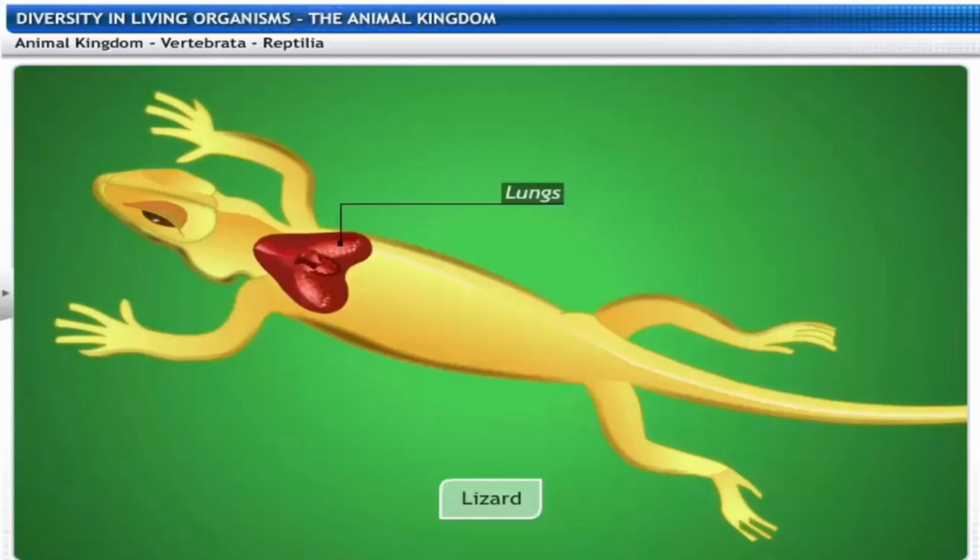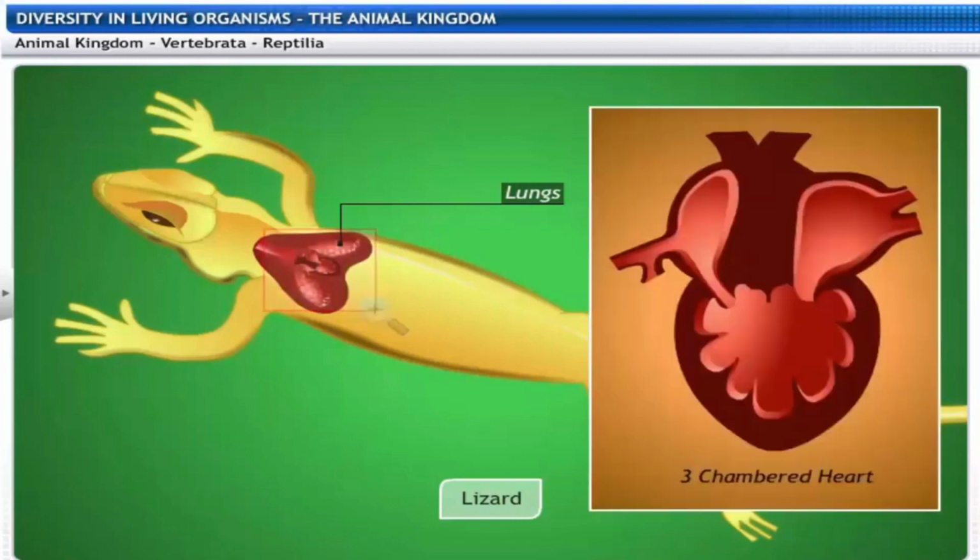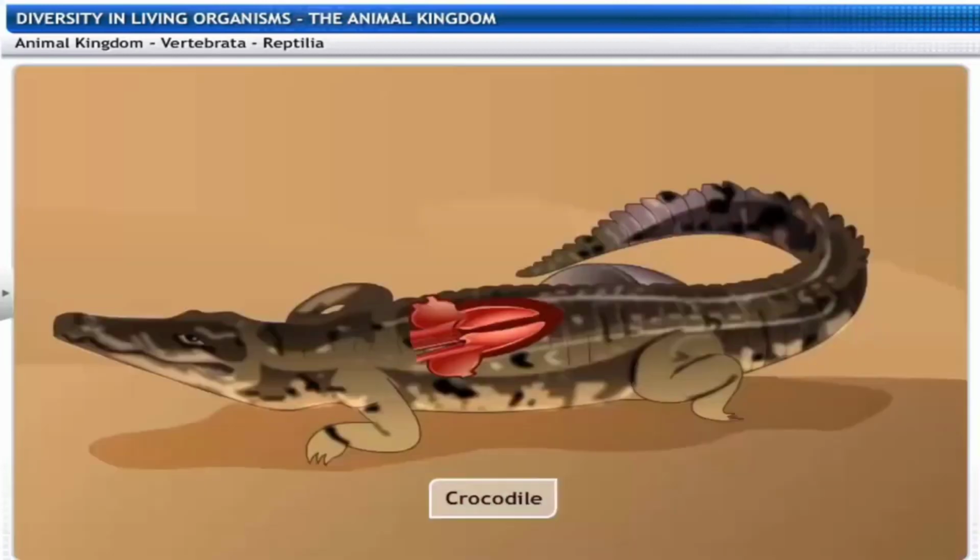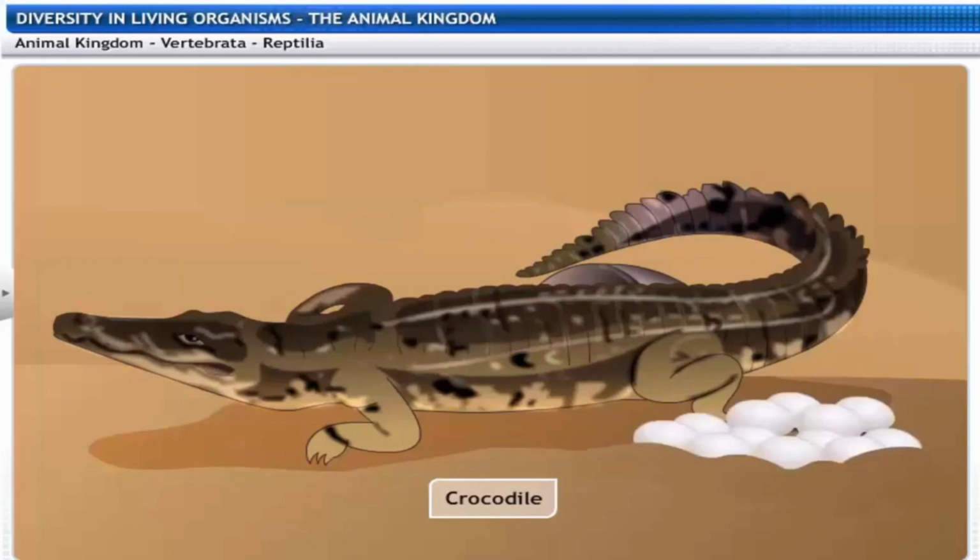Reptiles breathe through their lungs. Their hearts are 3-chambered with the exception of crocodiles, which have 4-chambered hearts. Reptiles are also egg-laying animals, and unlike amphibians, they lay their eggs on land.